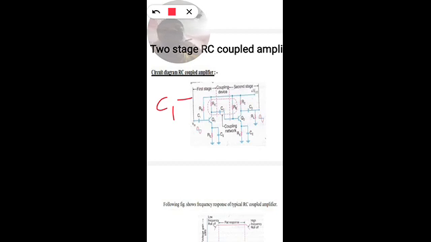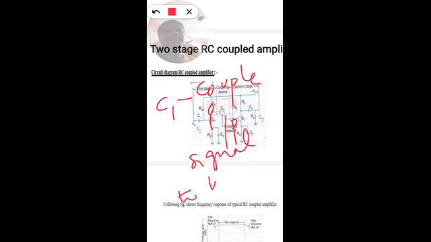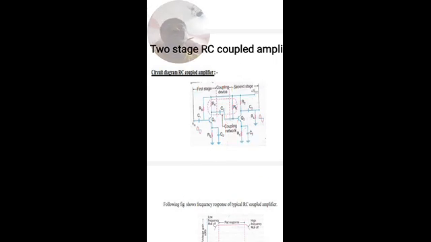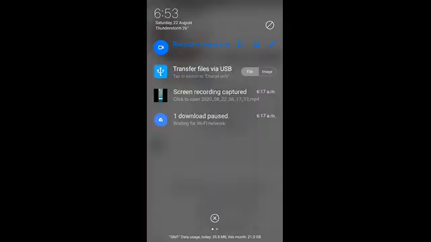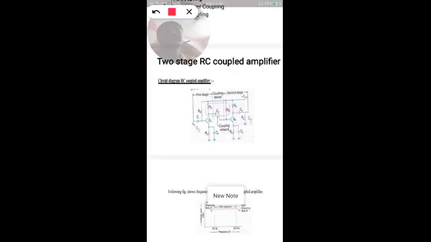To couple the input signal to the base, and also it isolates the DC condition, the DC voltages. And another component is the coupling capacitor CC.